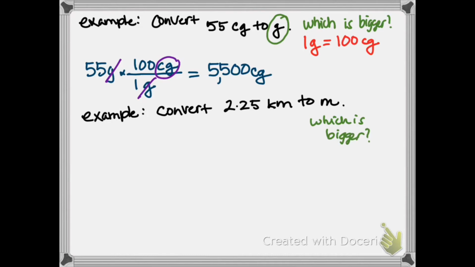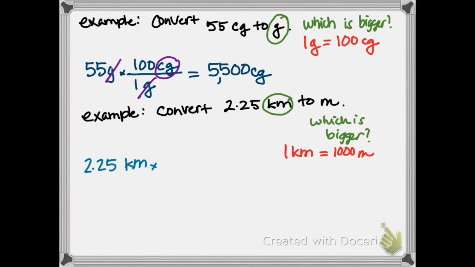So what do you think? Kilometers is bigger. So the bigger one gets the 1. So 1 kilometer is equal to 1,000 meters. So we memorize, okay, kilometer, 1,000, but the bigger one gets the 1. So 1 kilometer is 1,000 meters.